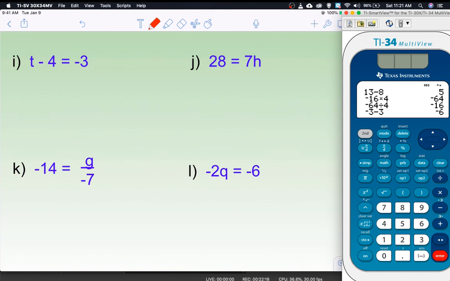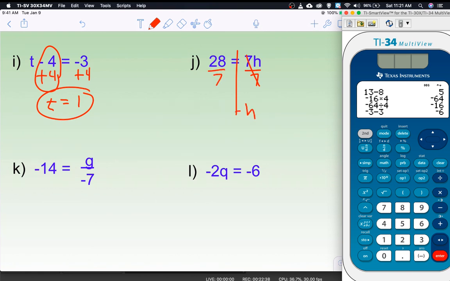All right, so let's do it. We're going to start by doing a +4 on both sides. That cancels out this -4, and t equals 1. Letter J, we're going to solve by dividing by 7 to cancel out the multiply by 7. And we're going to get h equals 4.